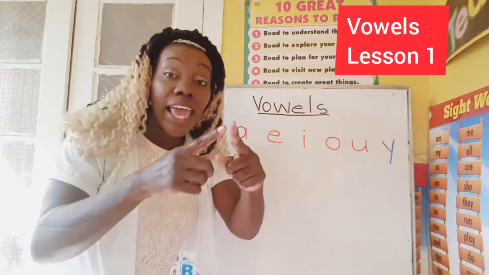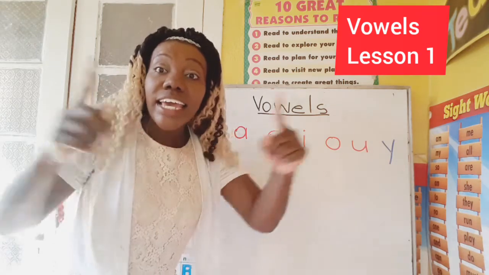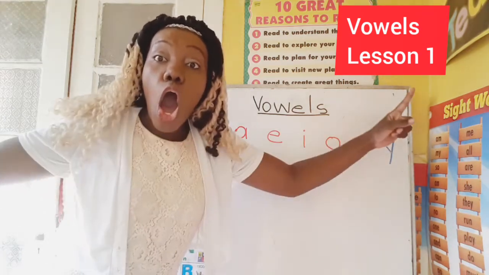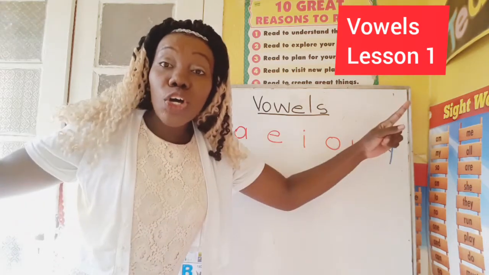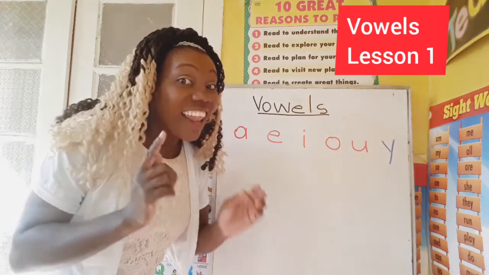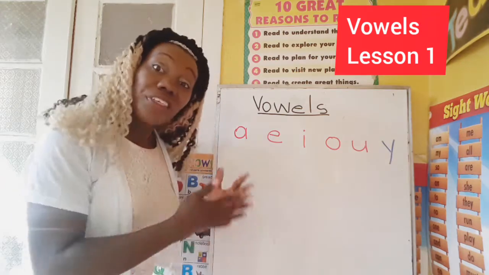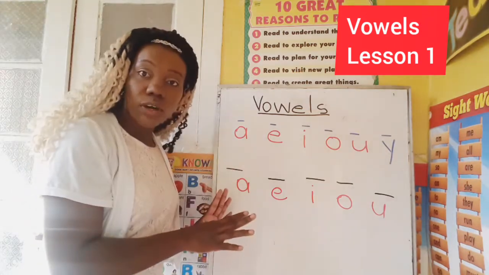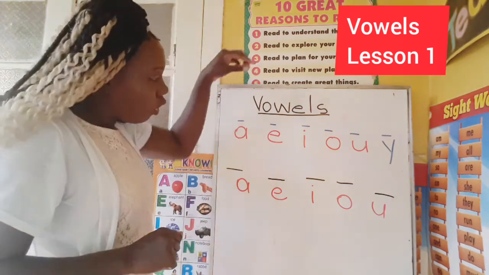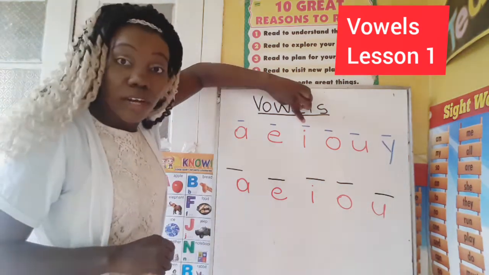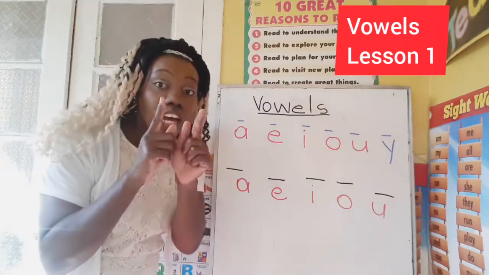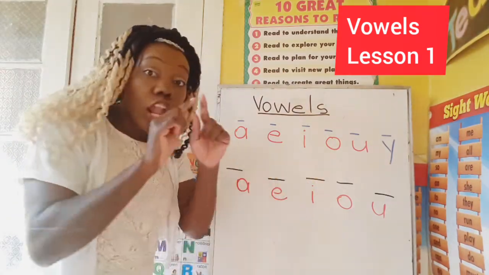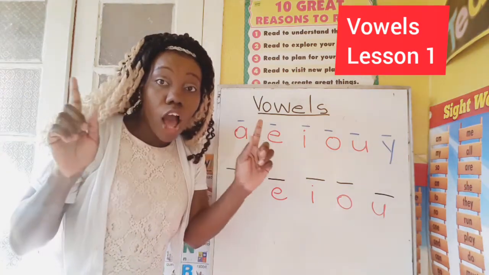So it's like this. A, E, I. Vowels. They're the same. But over one set I have some short sticks for the short sound. And over one set I have long sticks for the long sound.